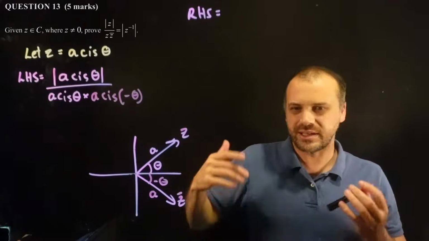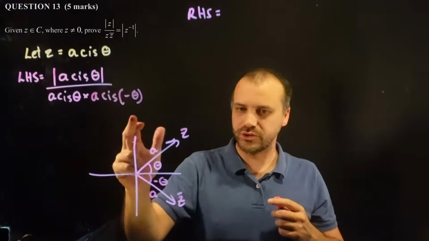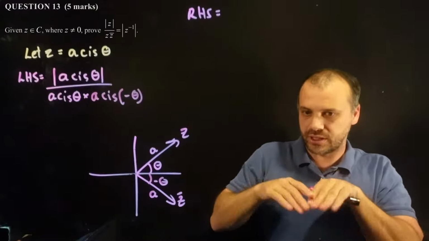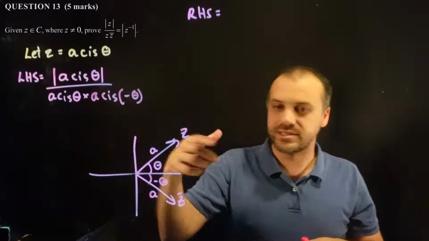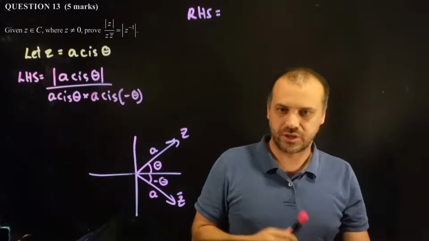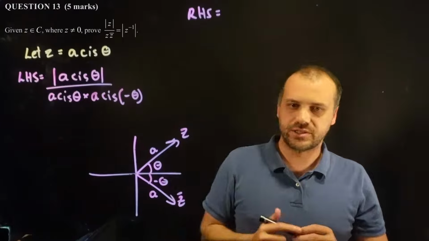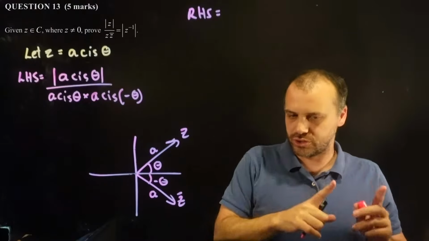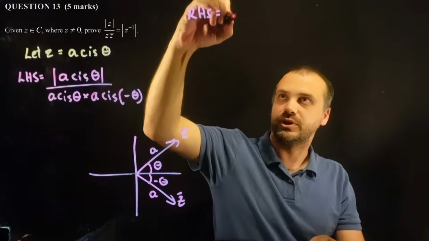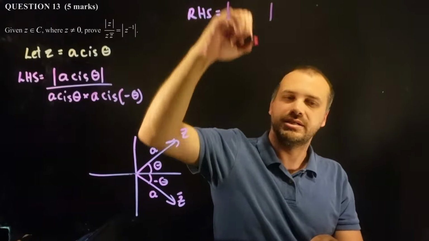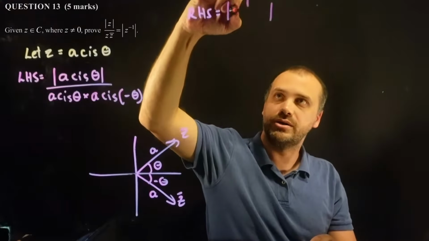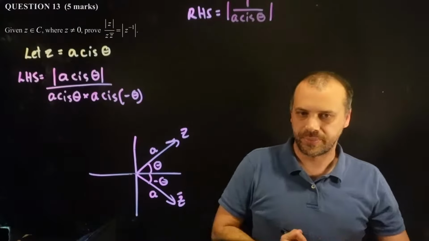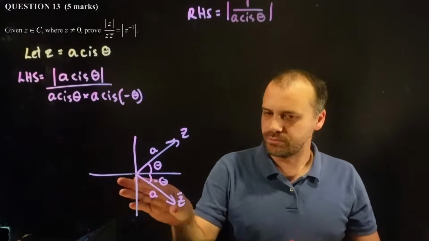Okay, done. And that's a property that we should know of conjugates in the same way that you know that a plus bi, a minus bi are the conjugates of each other, we should know that a cis theta and a cis negative theta are the conjugates of one another. So that's my left-hand side, and my right-hand side is the magnitude of z to the negative 1. So the magnitude of, and z to the negative 1 means 1 over a cis theta. Okay, done. I'm going to remove this picture now.